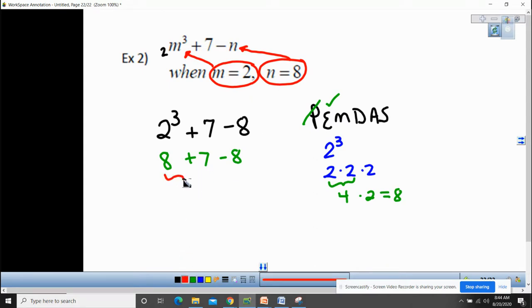Start over again from the left to the right. 8 plus 7 is 15. Sorry, there we go. You're going to bring down the minus 8. So 8 plus 7 is 15. Bring down minus 8 at the very end. So 15 minus 8. Oh, I'm lost. 15 minus 8. Too tired. 7. That's my answer. Moving on.